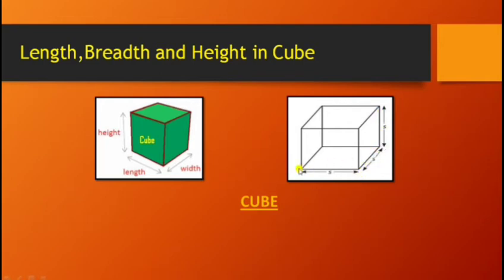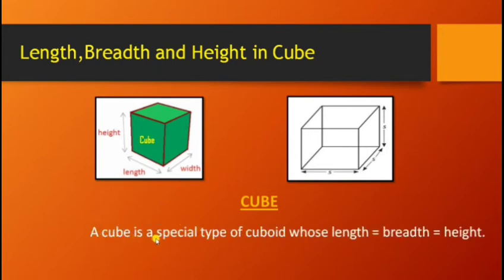In the case of a cube, since all the shapes are squares, the front shape is a square, the back one is a square, the right side is a square, the left one is a square, the top one is a square, and the bottom one is a square. It means all the edges or sides are of the same dimension. So according to the same dimension, here we consider length as S. It means breadth is also S and height is also S.